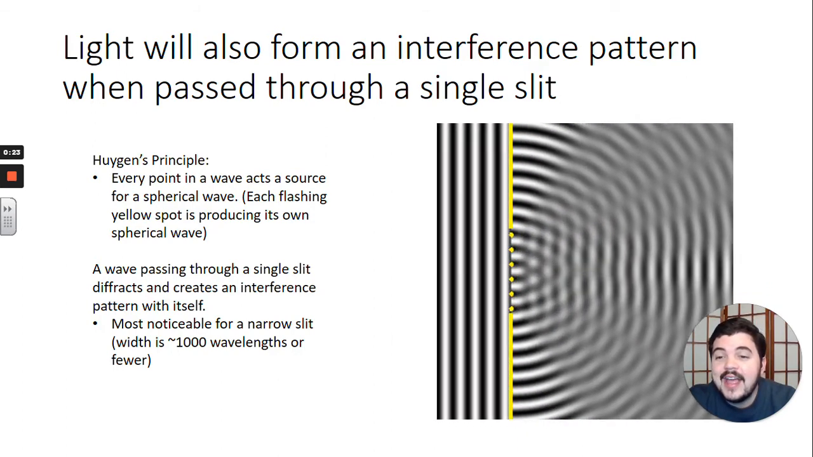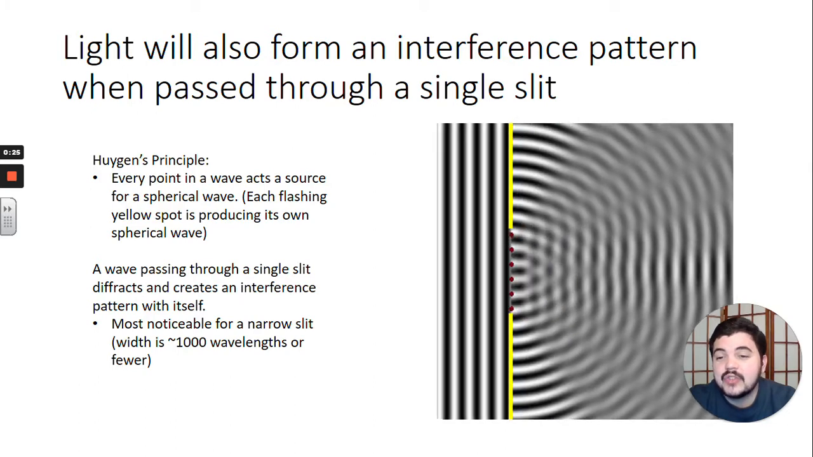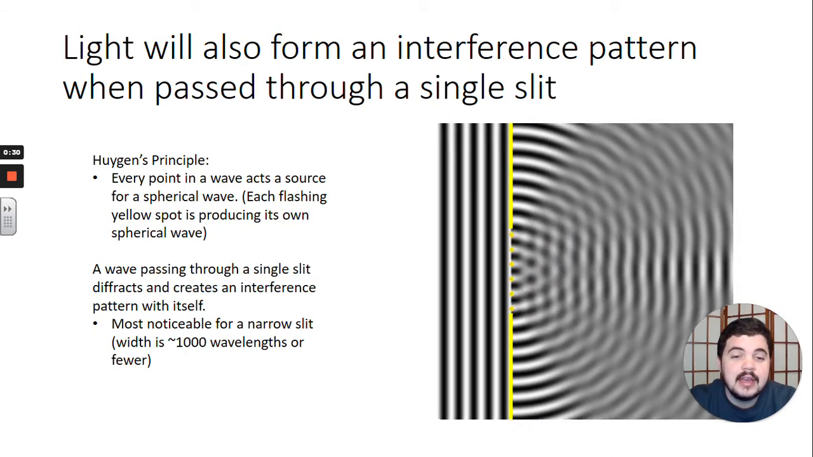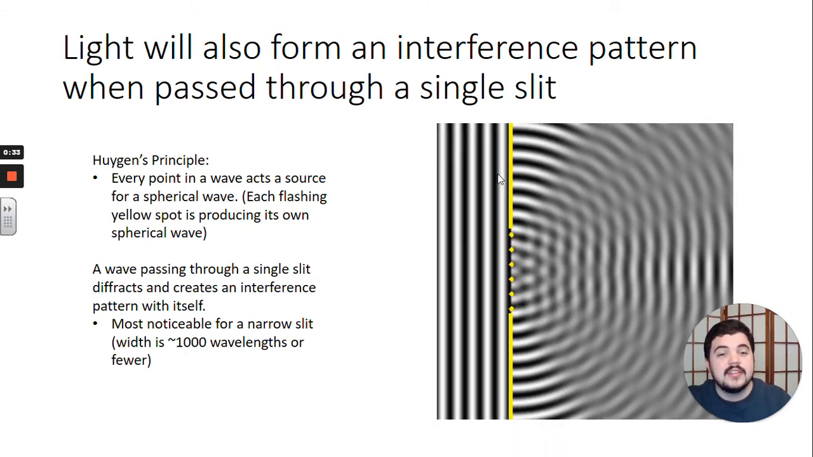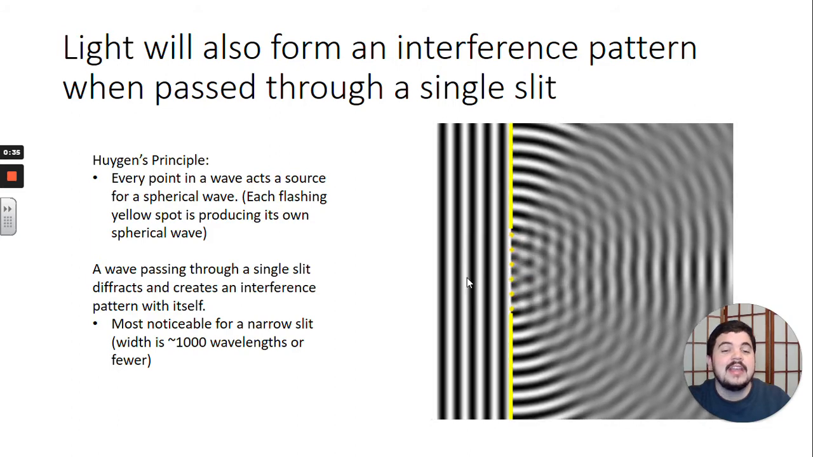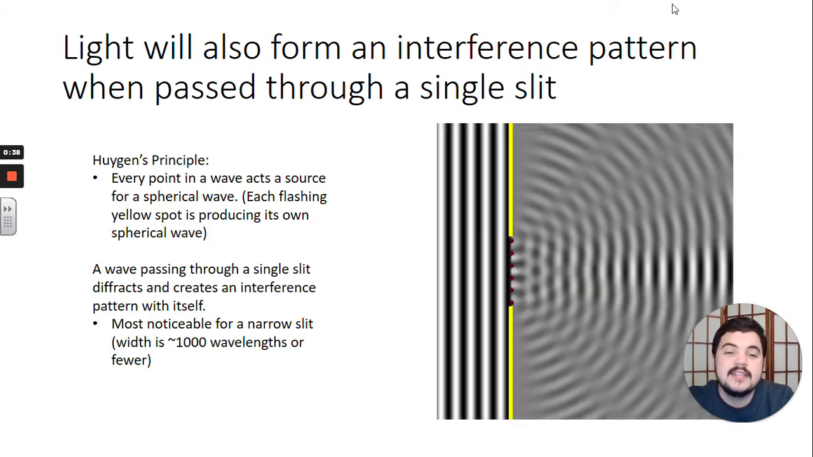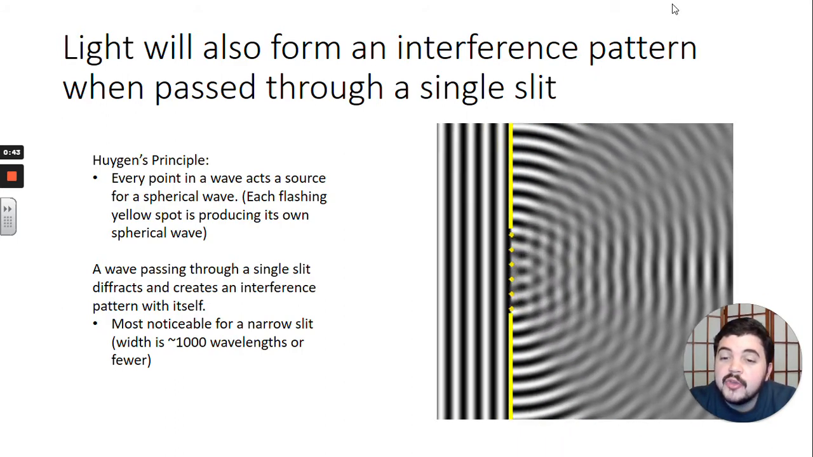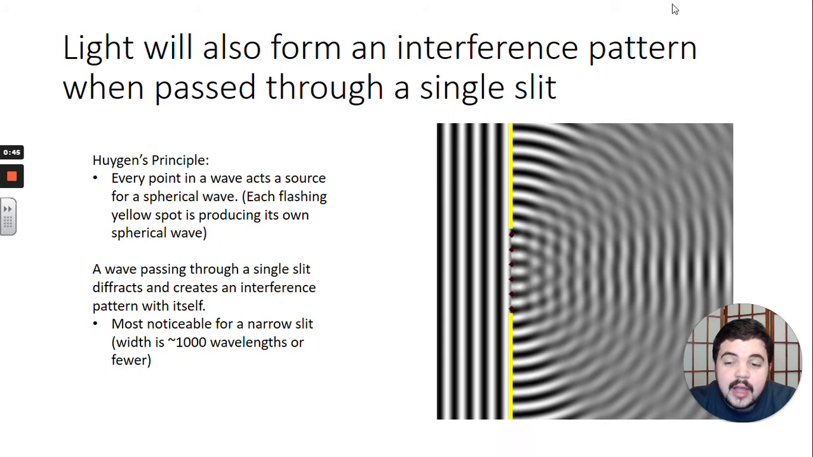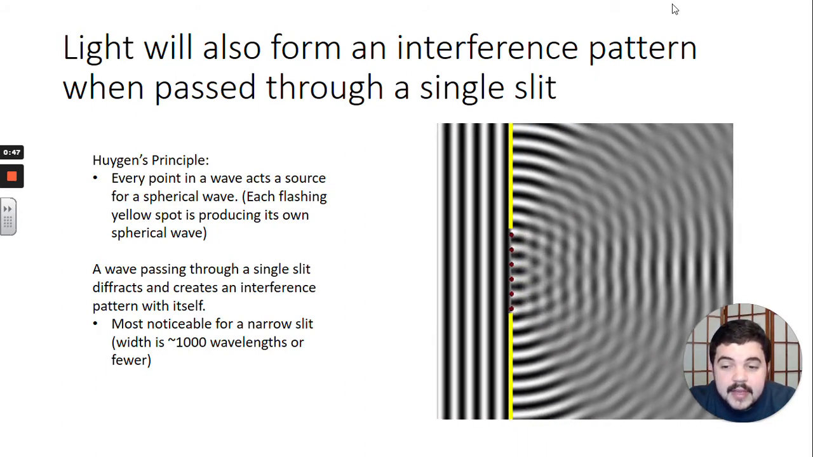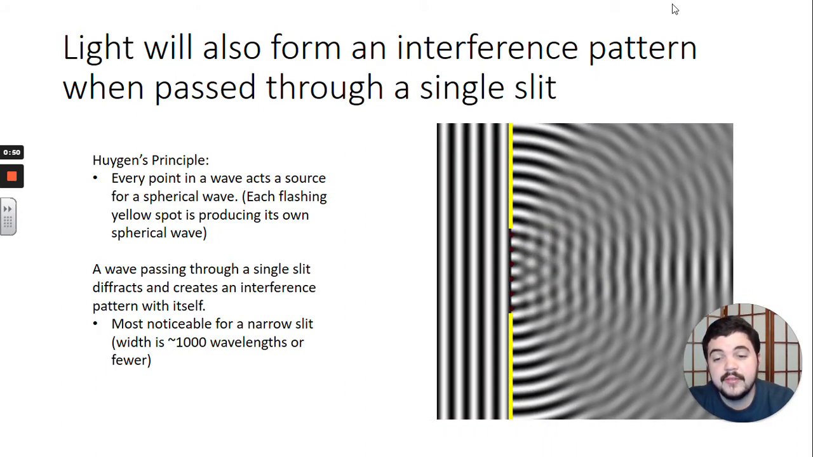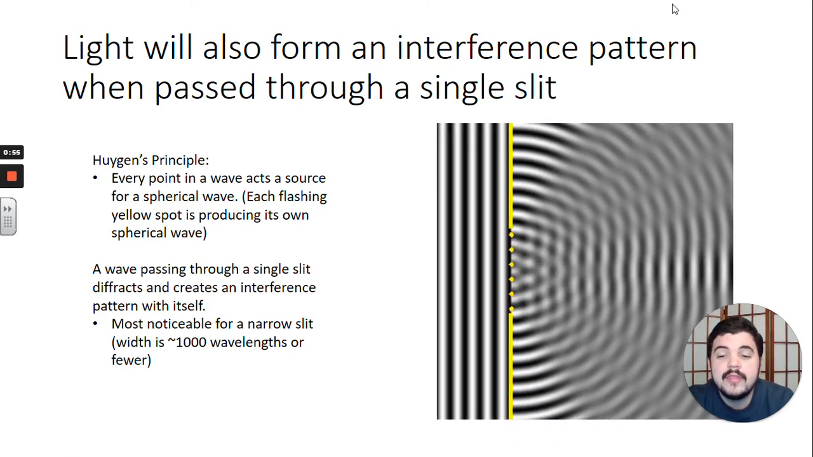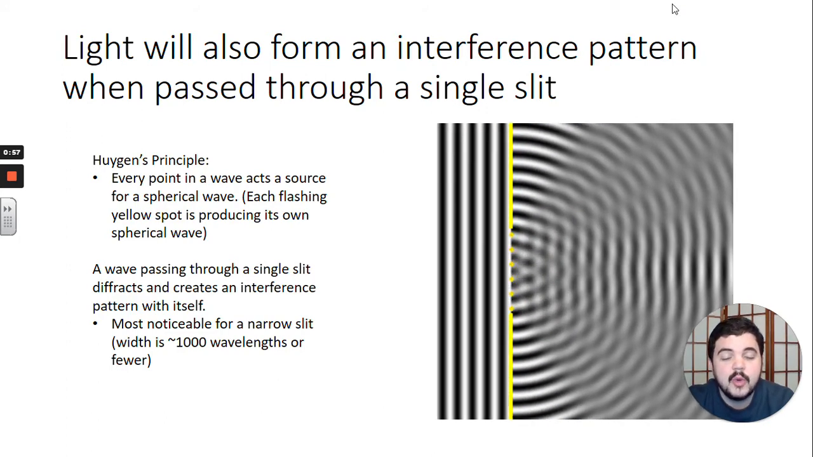Huygens' principle says that every point in a wave acts as a source for a spherical wave, which are the flashing yellow bright spots in our animation here. We're coming across a yellow barrier that has a single slit in it, and each point of space there acts as its own spherical source. A wave passing through a single slit will diffract and create an interference pattern with itself then. This is most noticeable for narrow slits. And by narrow, I mean that the width is at most around 1,000 wavelengths of your light wave long.